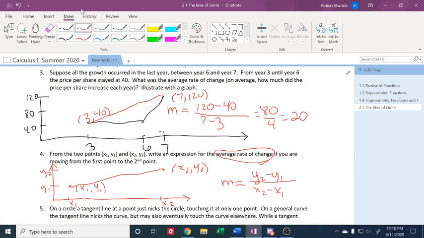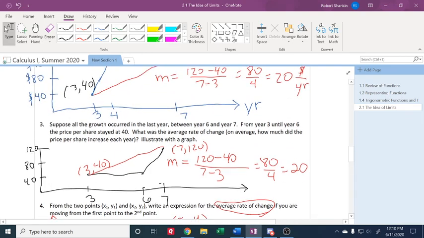And when you take the difference in the y coordinates, y sub 2 minus y sub 1, it just tells you this distance from here to here. And that's the rise. And when you take x2 minus x1, it just tells you this distance from here to here. That's the run. So it's just giving you the rise over the run, which is the slope. The average rate of change is another way of saying slope.